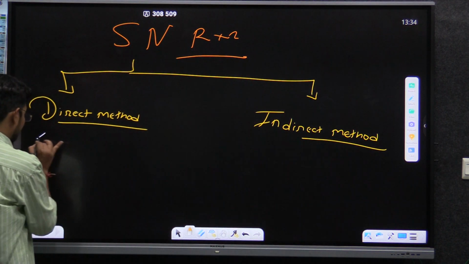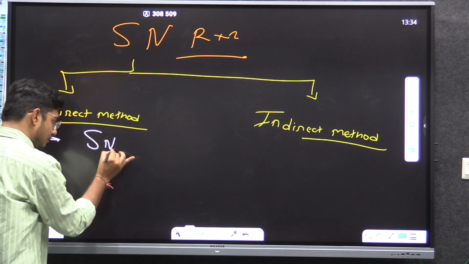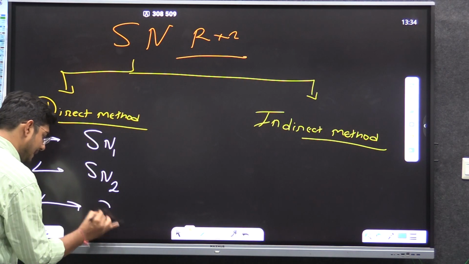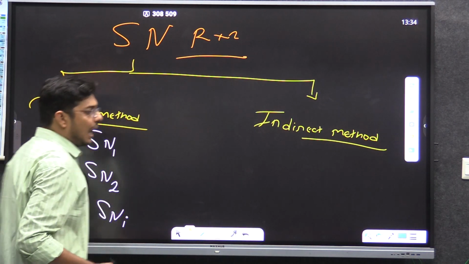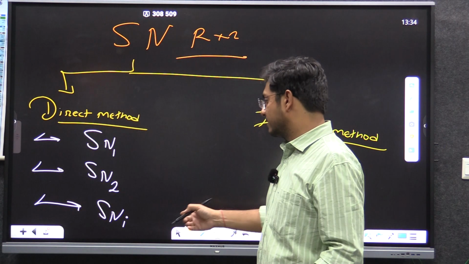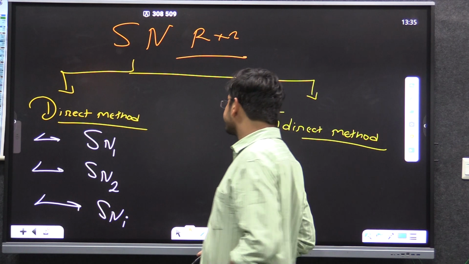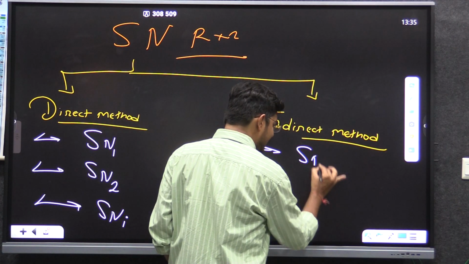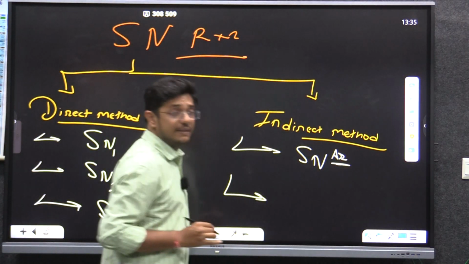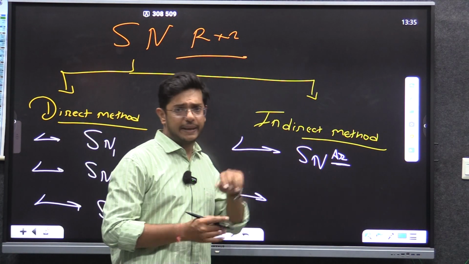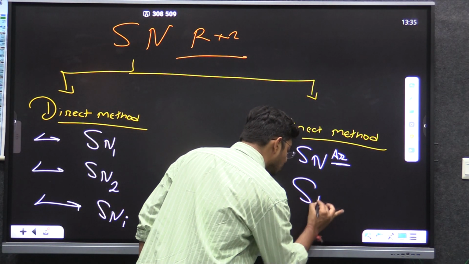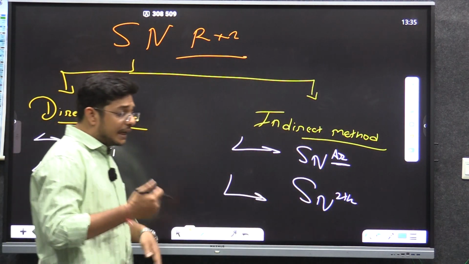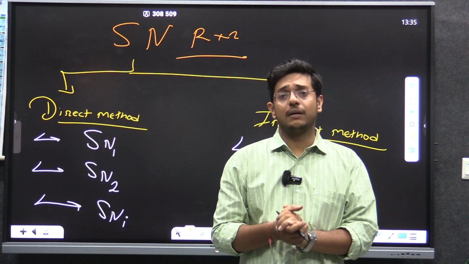The direct method covers three types of topics: SN1 substitution, SN2 substitution, and SNi substitution. Here i stands for internal, that is substitution nucleophilic internal. The indirect method also covers two parts. The first one is SNAr, where Ar stands for aromatic, that is substitution nucleophilic aromatic. And the last one is the other substitution. So these are the five types of substitution that we need to understand in the entire topic.